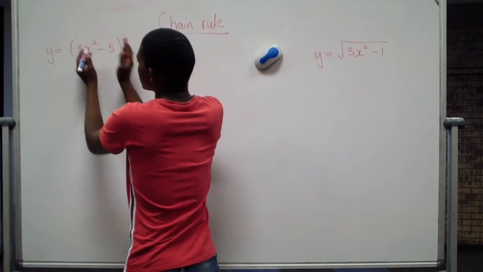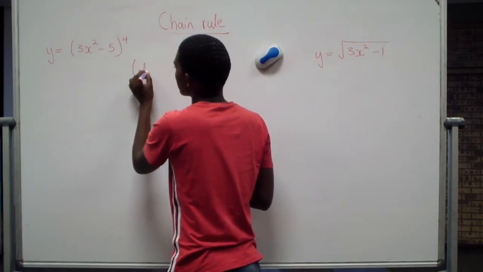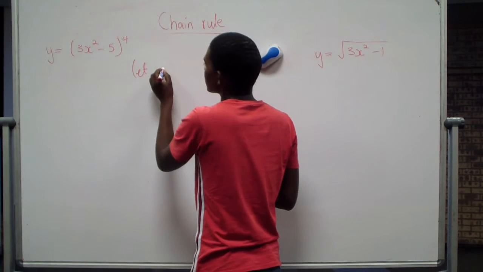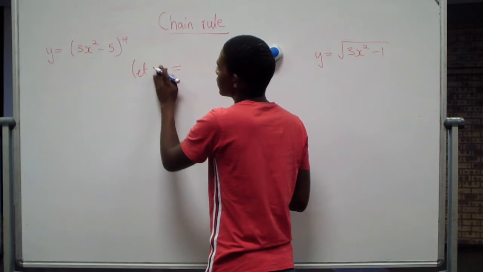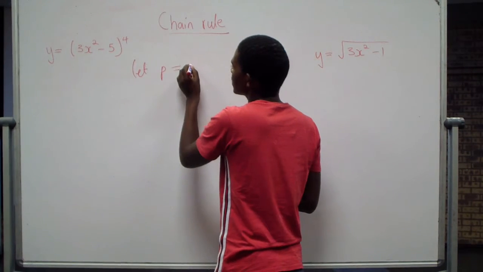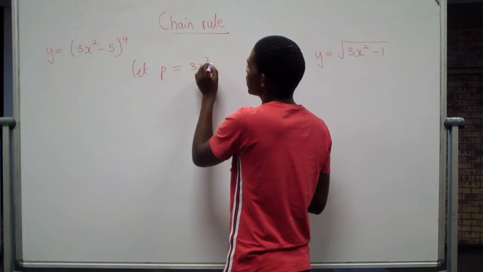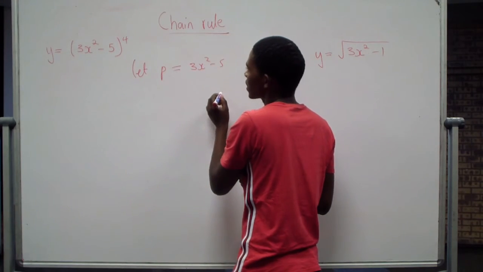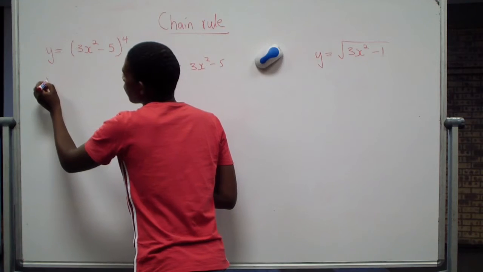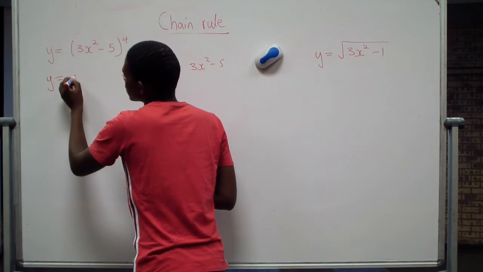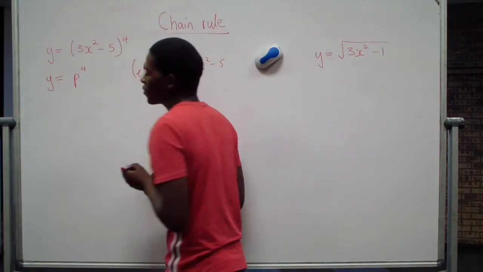So let's say we take x as, let me use another alphabet, let me say p as 3x squared minus 5. So that means I'm having y is equals to p to the power of 4.